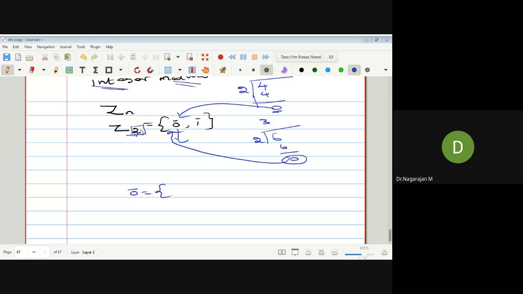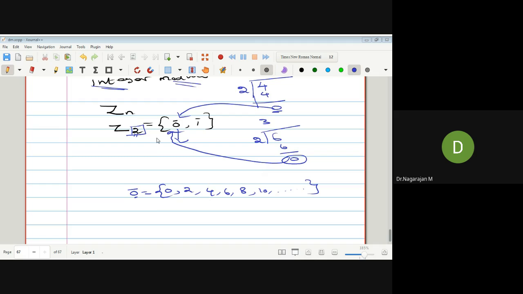For the second class in integer modulo 2, the starting element you have to put is 0, then after that you add multiples of 2. Multiples of 2 are 2, 4, 6, and also 8 and 10, going on up to infinity. So that is called the even integers.